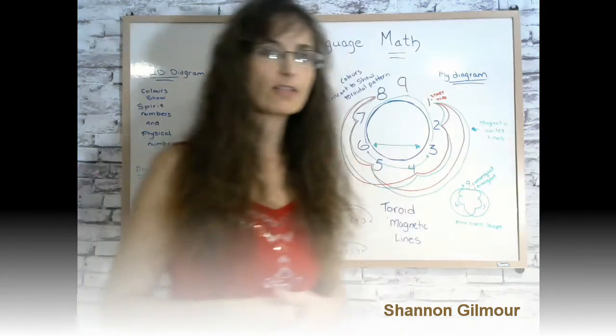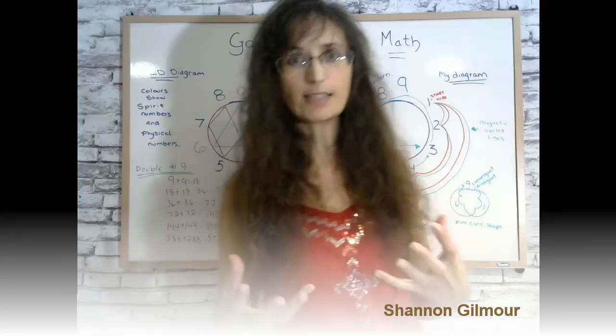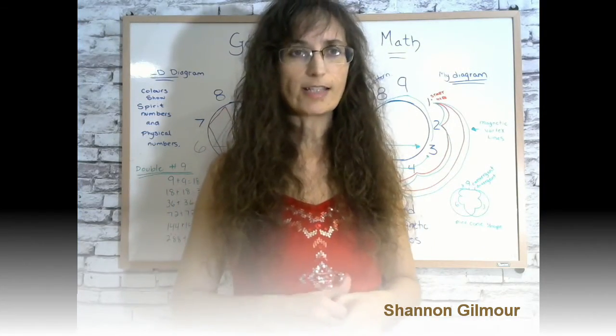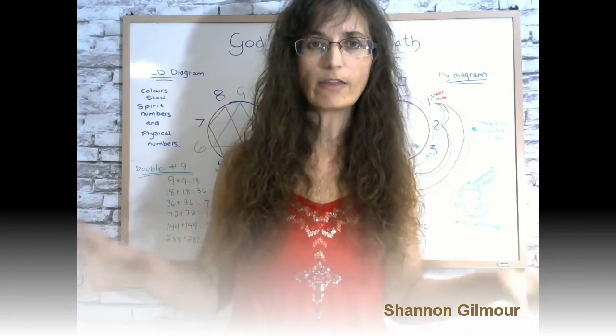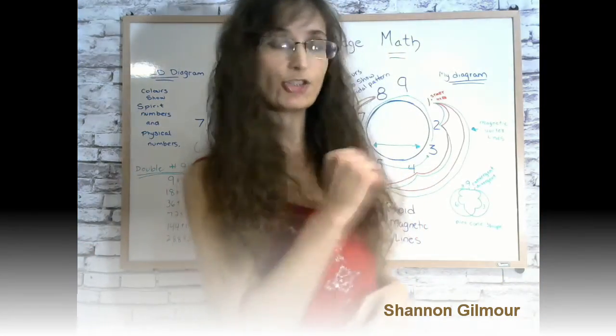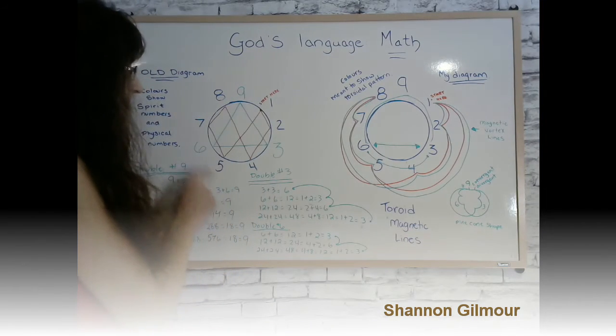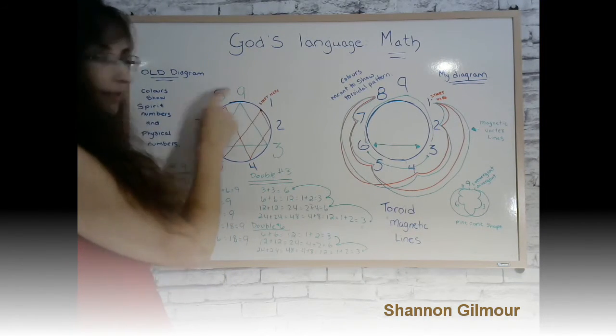So math is based on a numerical system that contains symbols that hold intrinsic value. 1, 2, 3, 4, 5, 6, 7, 8, 9. All other numbers exist as combinations of these numbers. So here we have 1, 2, 3, 4, 5, 6, 7, 8, 9.